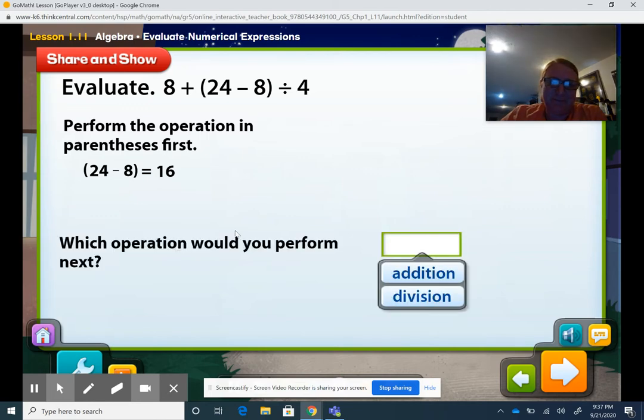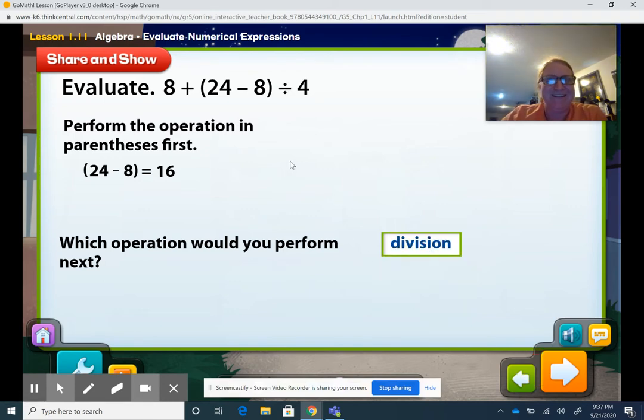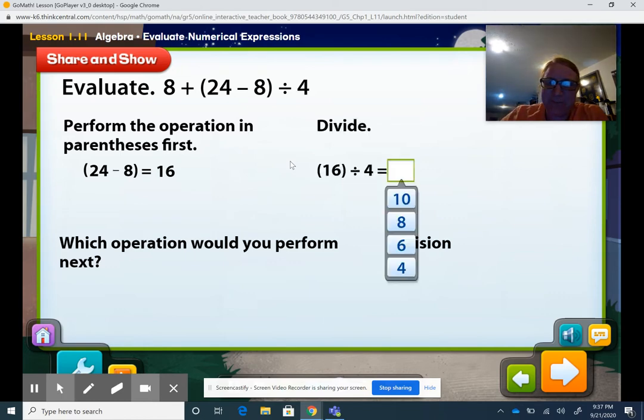Which operation would you perform next? Now we no longer have the parentheses. What do you think we'll do? Addition or division? I think back to multiplication. We're actually going to do division first. You would divide next to follow the order of operations. What is 16 divided by 4?